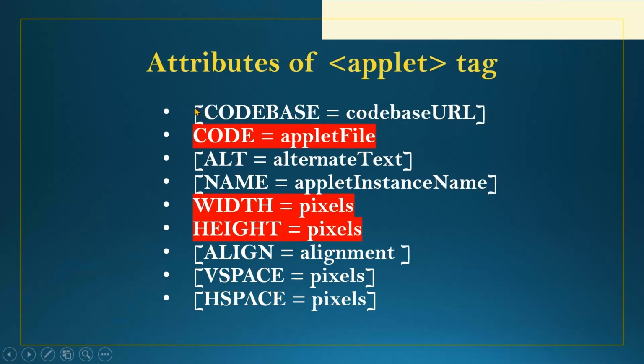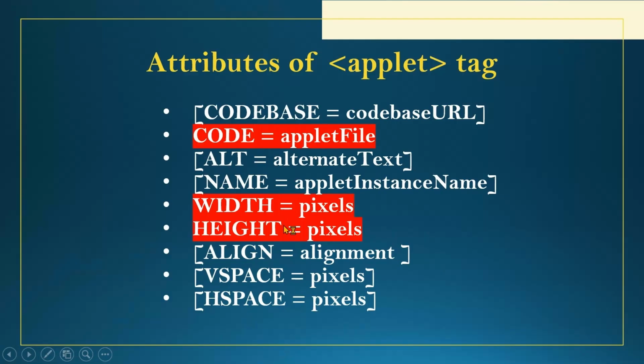Now, here you can see the square brackets. The square brackets are optional in a few cases. That means if it is required, you write it, otherwise leave it. But without square brackets is mandatory. So code is mandatory. Width of the applet window and height of the applet window are mandatory. For the width, you write pixels like 300 by 300, or 400 by 300. It's up to you, whatever applet viewer window size you want to specify.